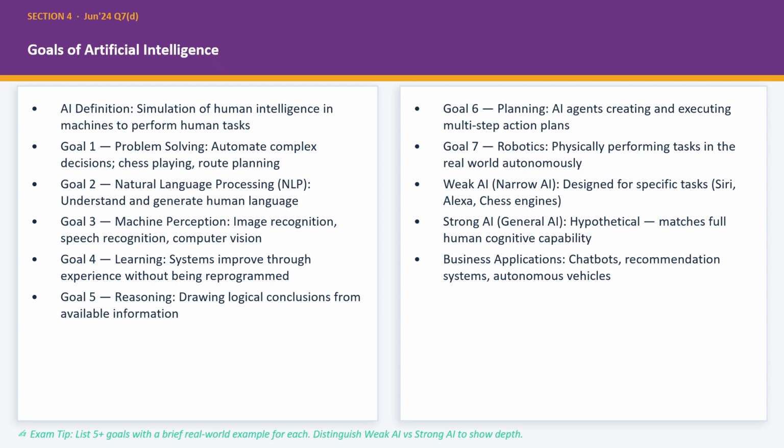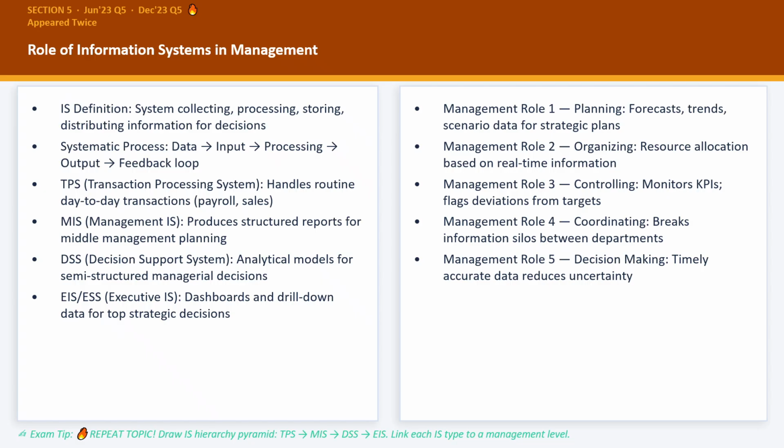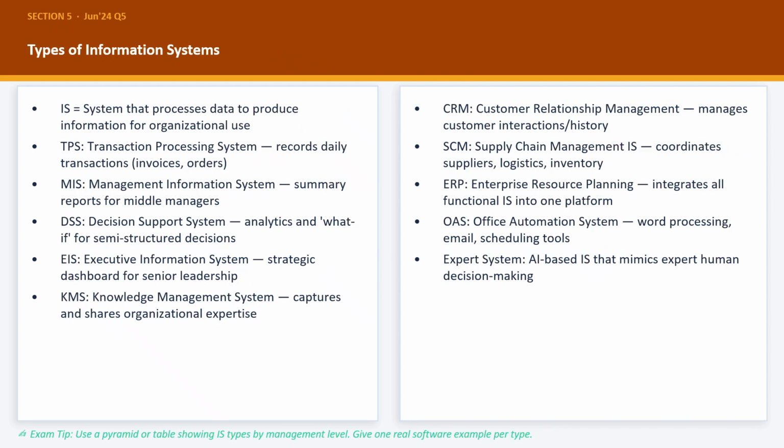Goals of AI, June 2024. List at least 5-7 goals: NLP, perception, learning, reasoning, planning, robotics. Add the difference between weak AI and strong AI for full marks. Section 5, MIS and decision making. For questions on role of IS in management, always explain TPS, MIS, DSS, EIS, and how they support planning, organizing, controlling, coordinating, decision making. Draw the pyramid diagram with levels operational, middle, strategic. This diagram shows 80% of the answer.